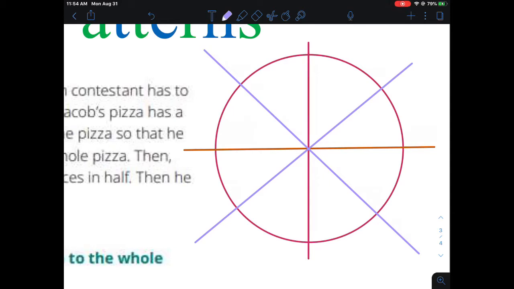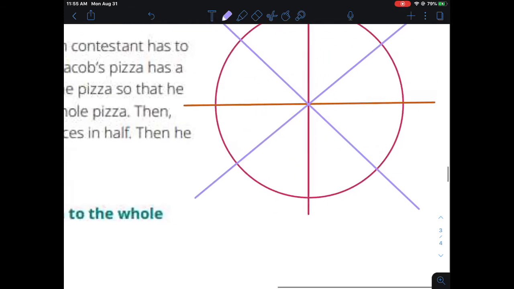Originally we had 1/2. Each piece of pizza was 1/2 of the original size. Then the next cut was 1/4 because there were 4 slices. Now we have 8 pieces, so each piece is 1/8. And then we'll cut again. Actually, let me list these. So our first cut, we had 1 whole pizza. Then we had cut into halves. Then we had cut into fourths. Then we had cut into eighths.